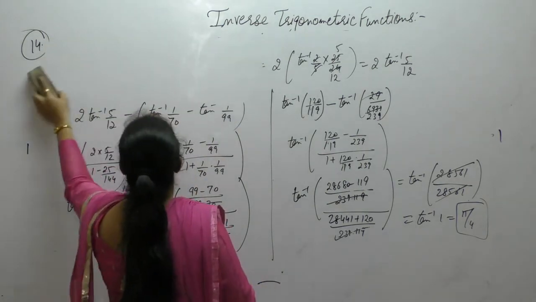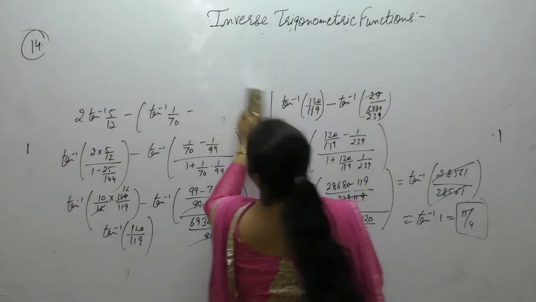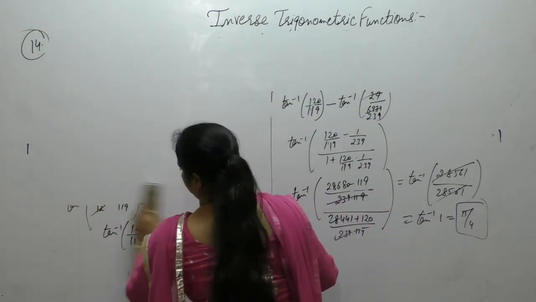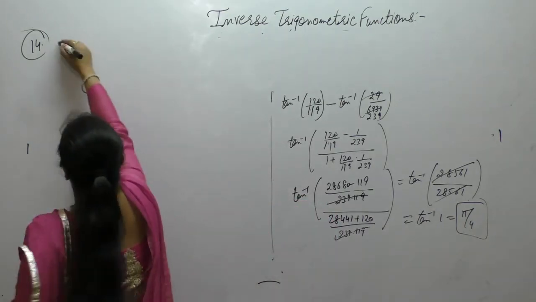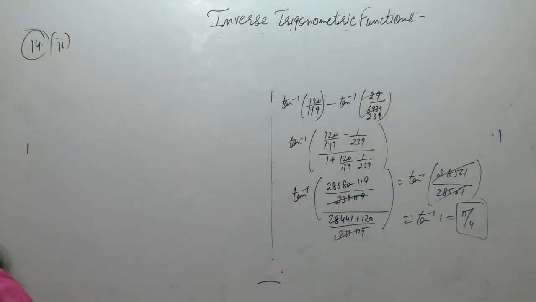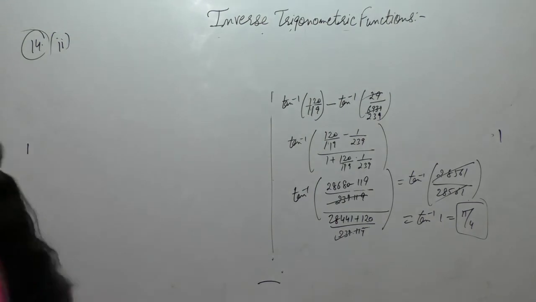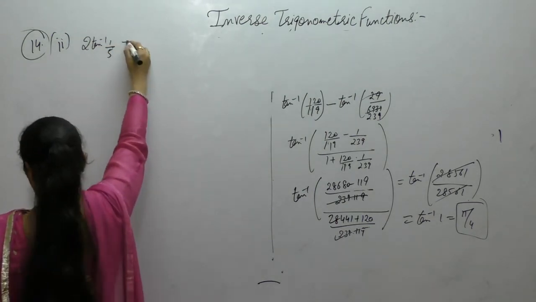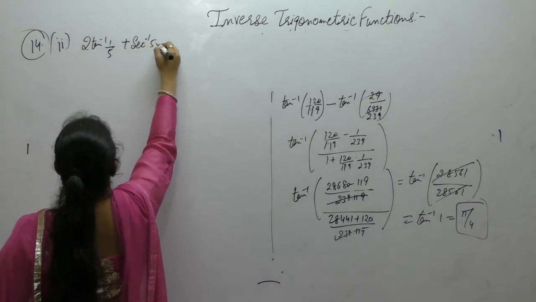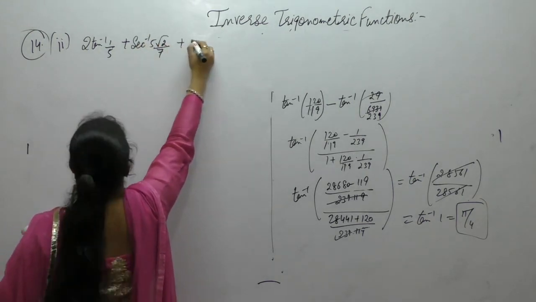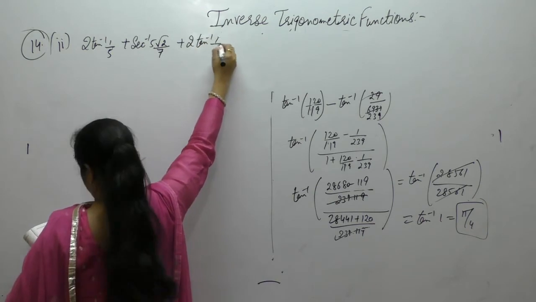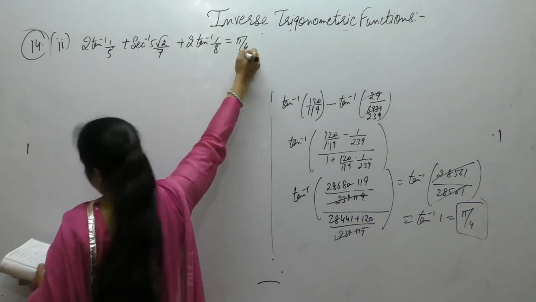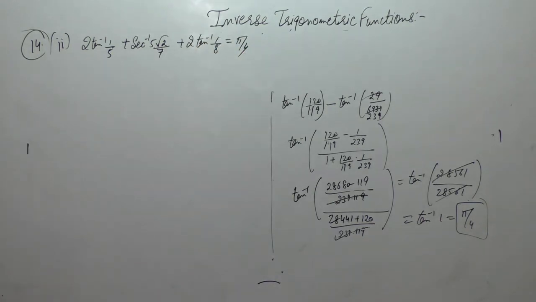Now second part of this. Write down the statement of second part. 2 tan inverse 1 by 5 plus sec inverse 5 root 2 by 7 plus 2 tan inverse 1 by 8 is equal to pi by 4.